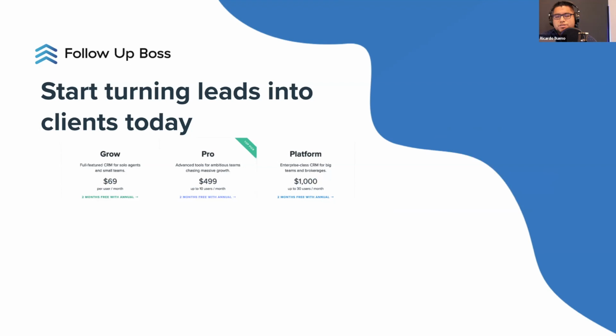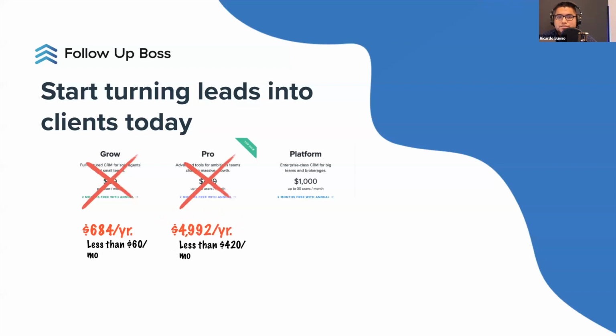We don't traditionally offer discounts. What we have done is if you sign up for one of our annual plans, you get 2 months off. So instead of $69 a month, your Grow plan would come out to less than $60 per month. Instead of $499 a month, your Pro plan would come out to less than $420 per month.